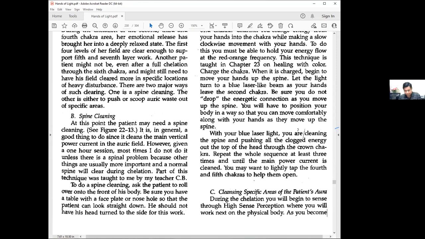Cleansing specific areas of the patient's aura. During the chelation, you will begin to sense through your high sense perception where you will work next on the physical body as you become.